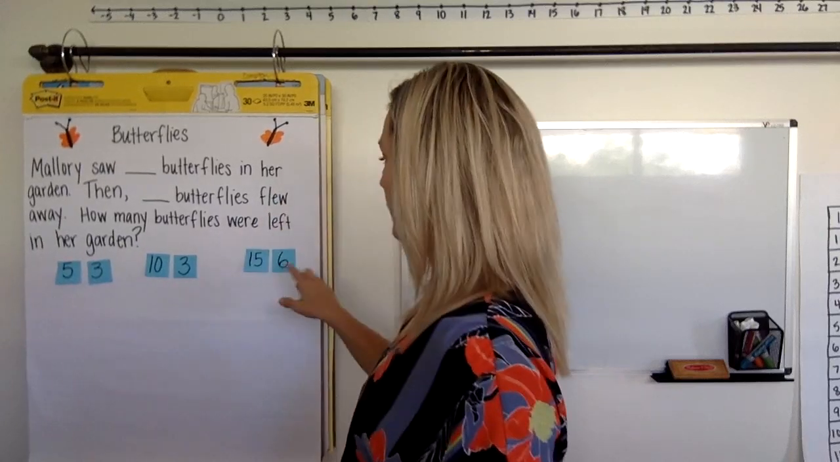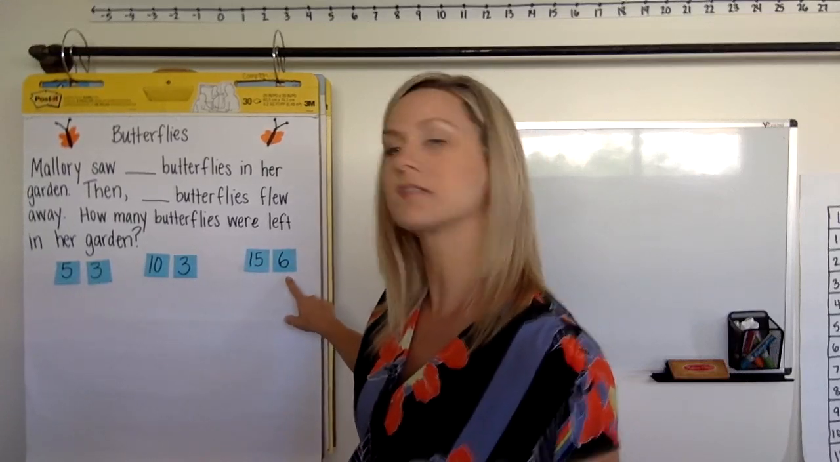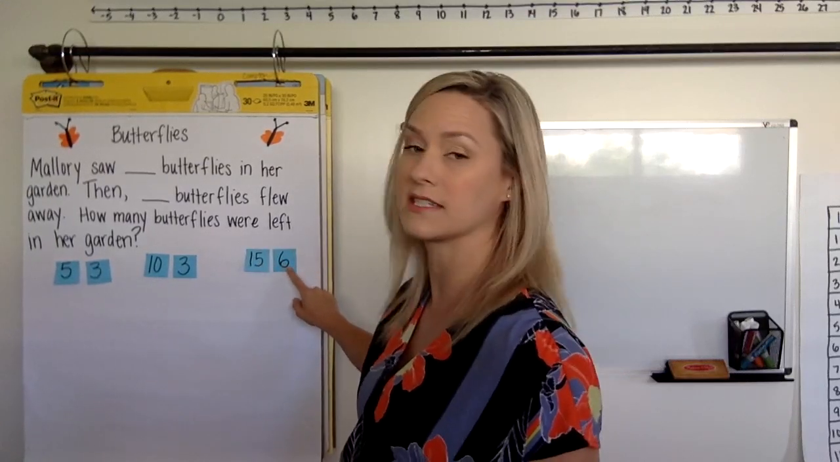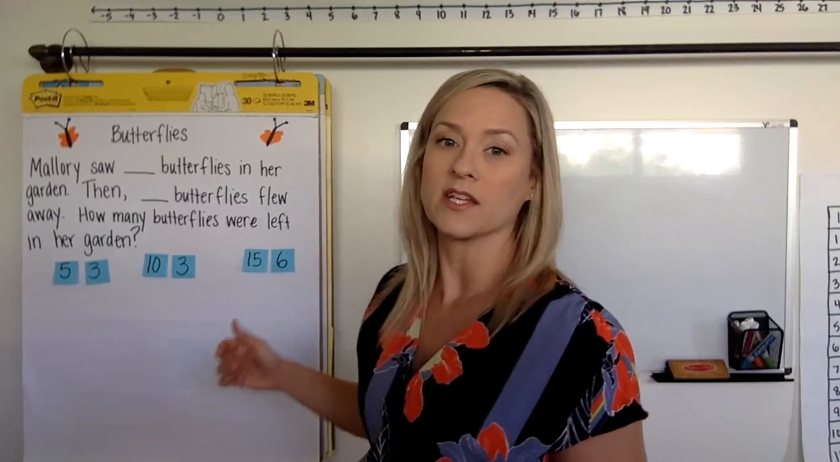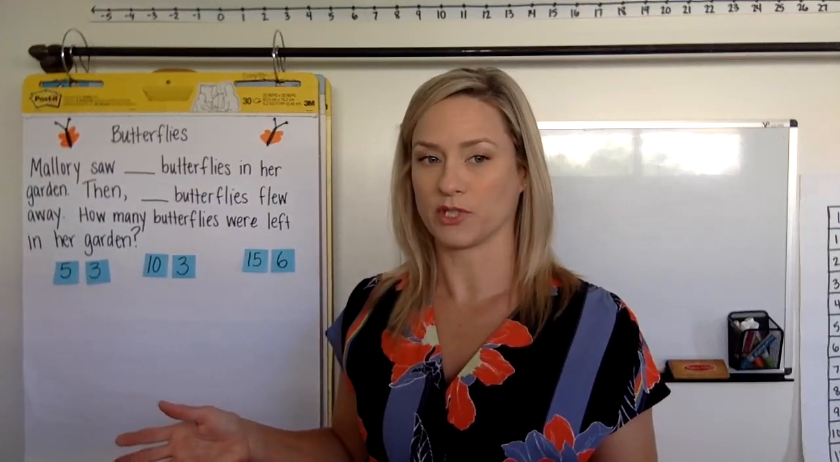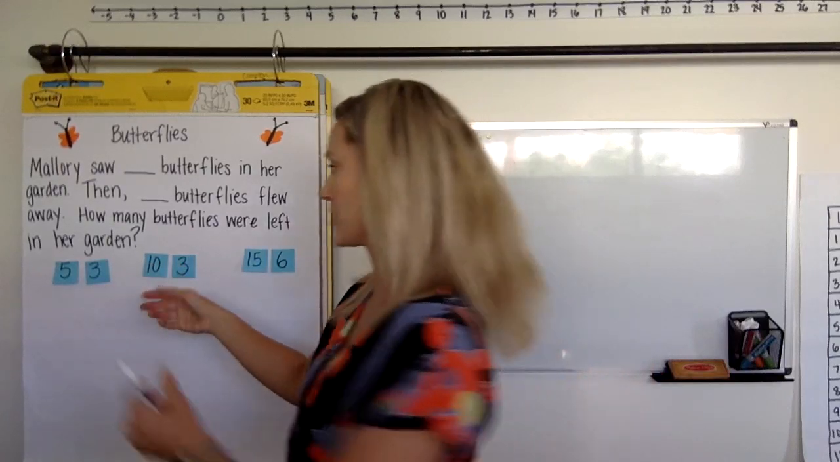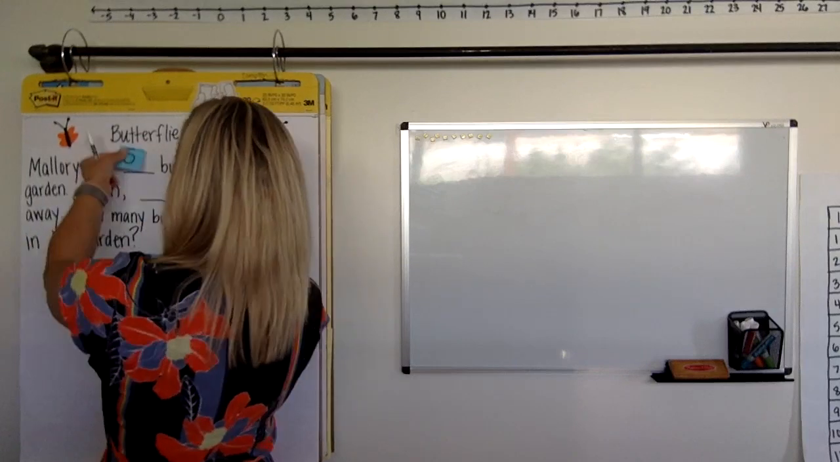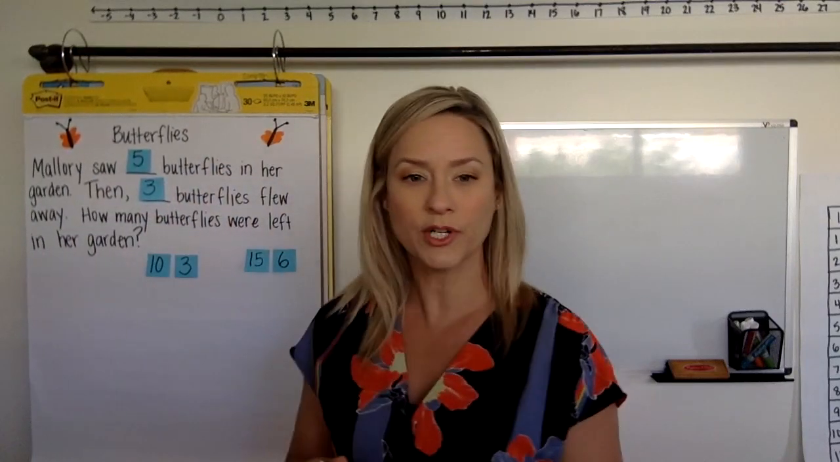When I thought about 15 and 6, I was thinking some kids might do 15 minus 5 is 10, minus 1 more would make 9. So maybe your child may approach that problem in that way. But anyway, I'm going to choose the first set, 5 and 3. So the 5 goes there, the 3 goes there. The numbers must stay in order.